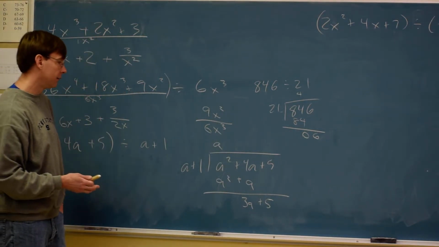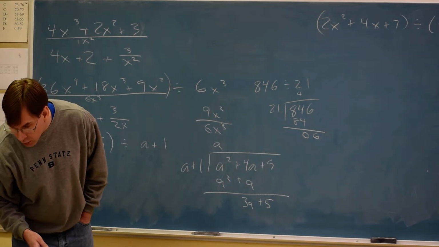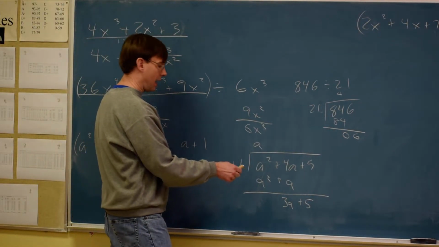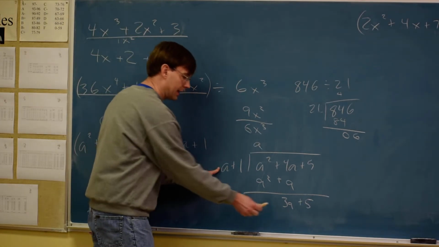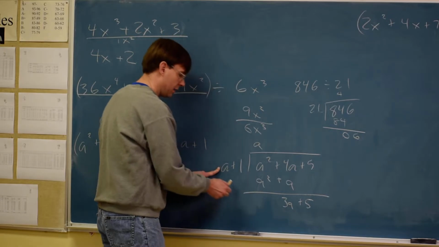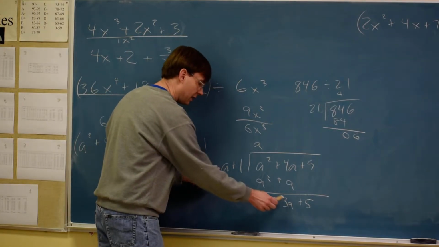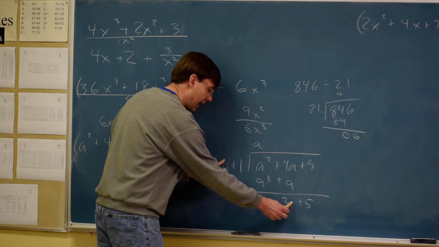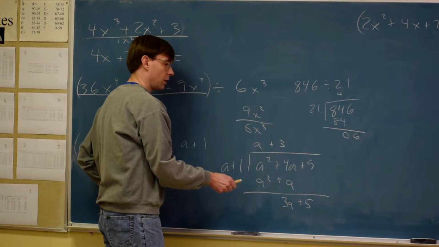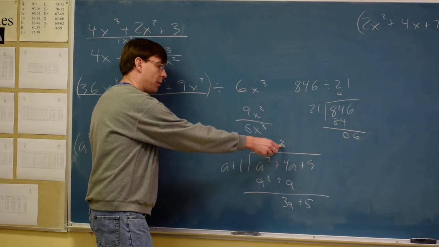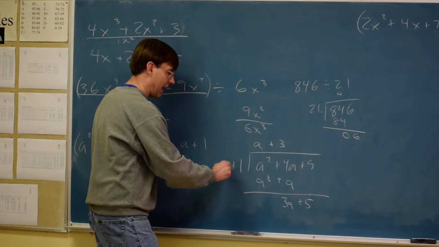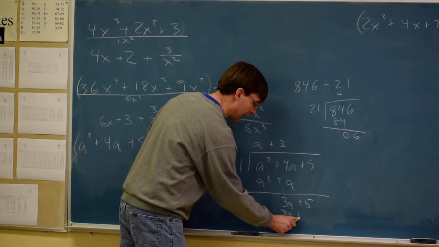Then we go again. Now we'll divide again. We would take this into this. Just looking at the leaders. First of this is 3A. First of this is A. If you divide these leaders, the A's would eliminate, and you get a 3. Anything you write up top in the quotient has to multiply everything. 3 times everything is 3A plus 3.